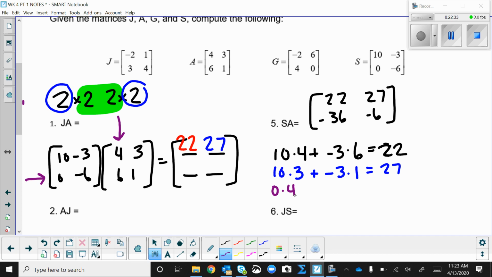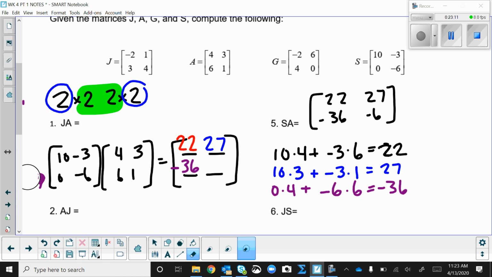What is the second entry for each of those things? The second entry for row 2 is negative 6. The second entry for column 1 is positive 6. We're going to multiply those. And then we're going to add those things. So 0 and negative 36 is negative 36. That is row 2, column 1. So my answer goes in row 2, column 1.